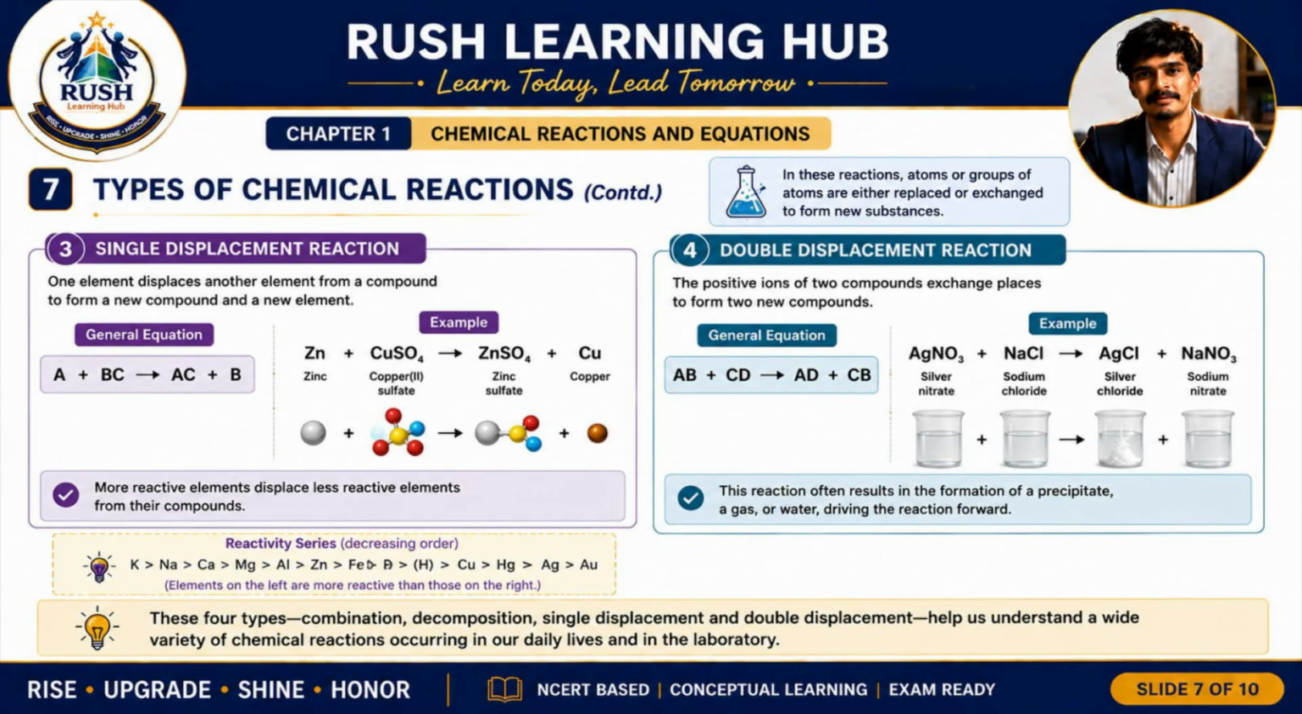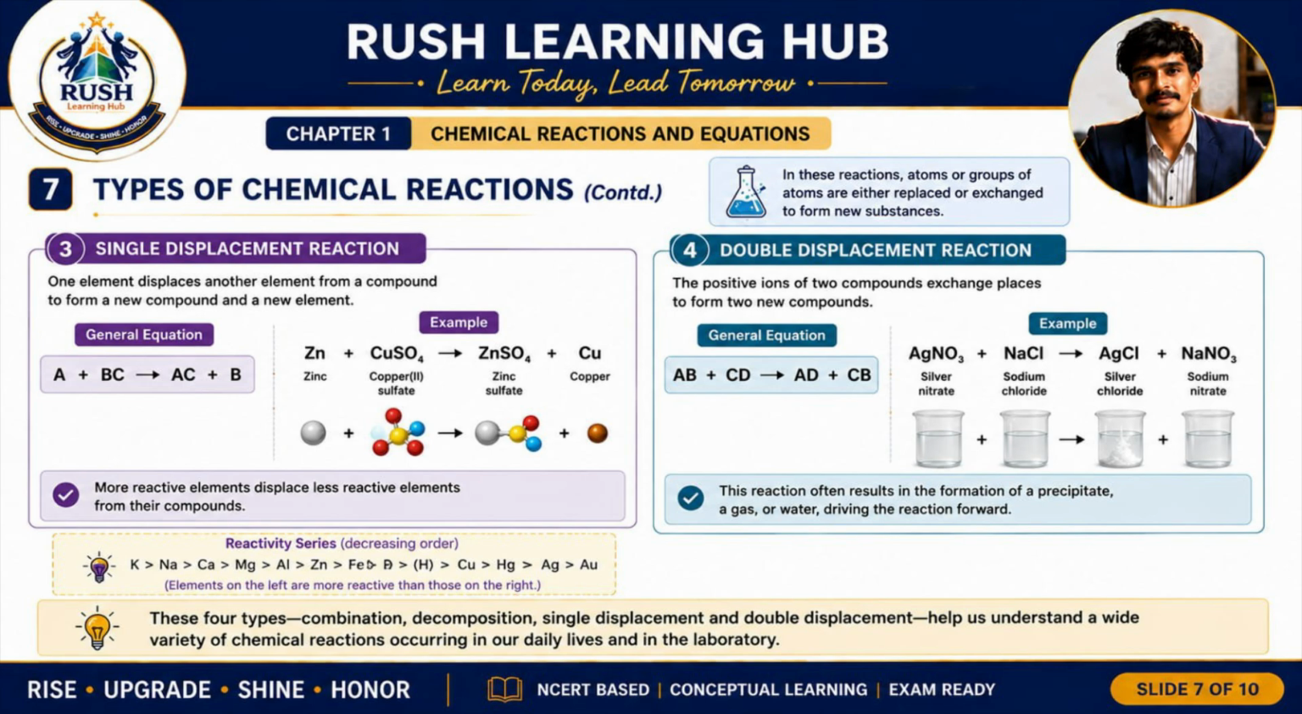To predict whether a displacement reaction will occur, we use the reactivity series. An element higher in the reactivity series can displace an element that is lower in the series. Now let's study double displacement reactions. In a double displacement reaction, two compounds exchange their ions to form two new compounds. The general form is AB plus CD gives AD plus CB. A common example is the reaction between silver nitrate and sodium chloride. When these solutions are mixed, silver chloride and sodium nitrate are formed.